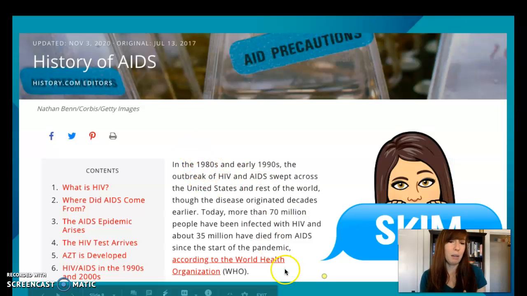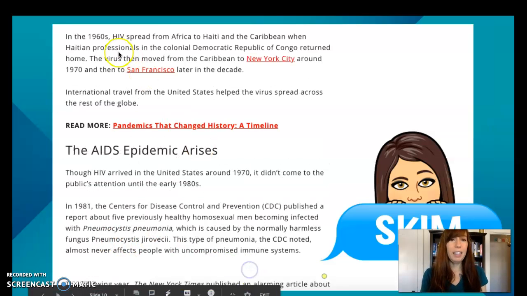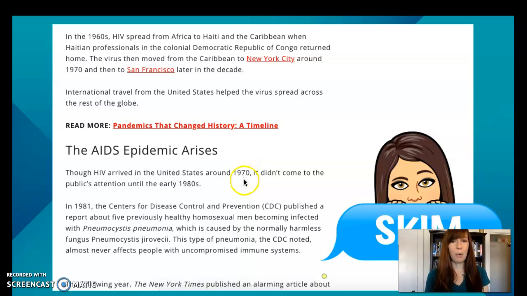So I'm going to skim the rest of this article and see if anything jumps out at me. When I skim, I just very briefly look for keywords. And I can skim much faster than I can read. So I see HIV, I see chimps and monkeys, strains that were spread from chimps to humans, etc. And then another page as I'm scrolling down and down.